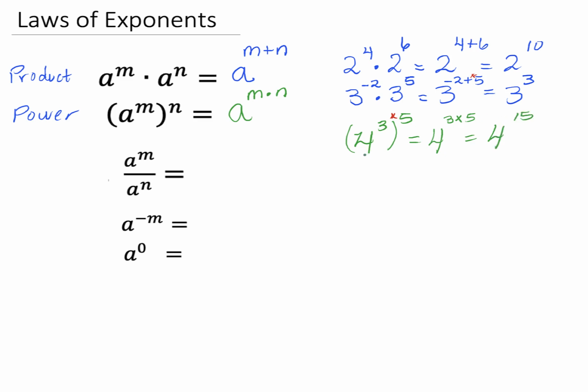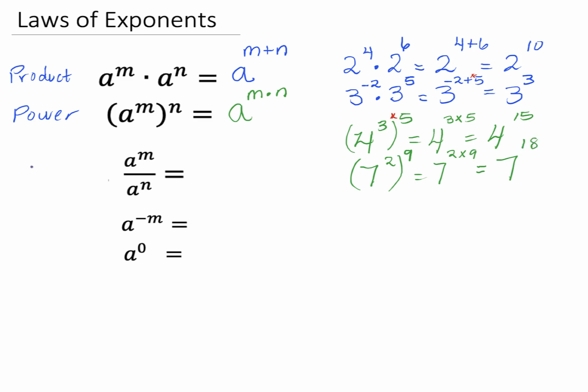I don't care what your base is. It could be 7 to the 2nd power, and then that is raised to the 9th power. You keep your base and you would multiply 2 times 9, and that would give you 7 to the 18th power.